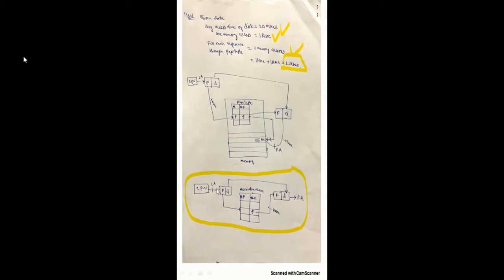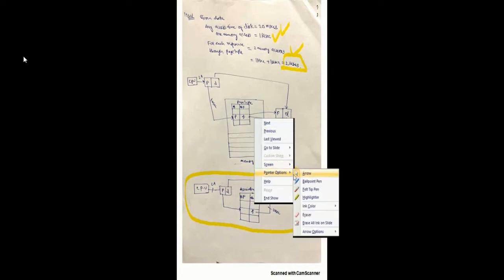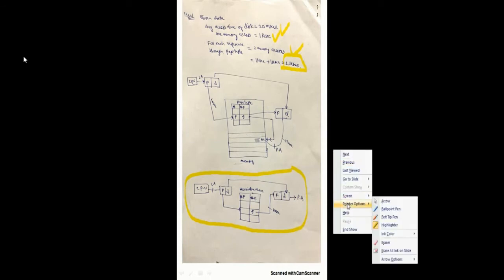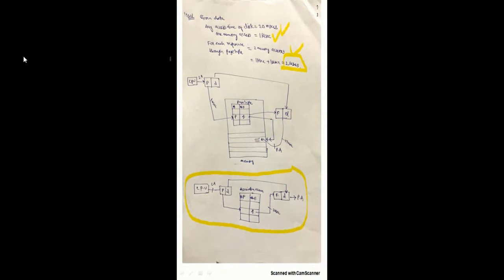Suppose CPU wants to get a page and that page is not present in TLB. We call it a TLB miss. So TLB miss is this case. If there is a TLB miss, what happens? If there is a TLB miss, this happens. Okay. If there is TLB miss, this will happen.